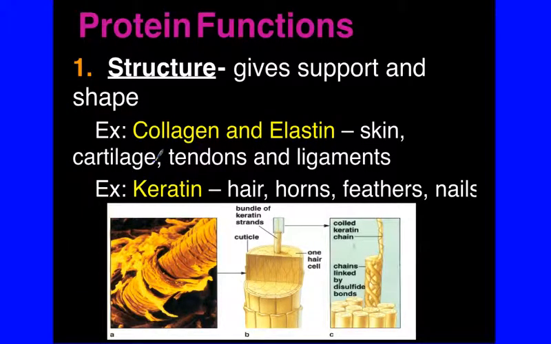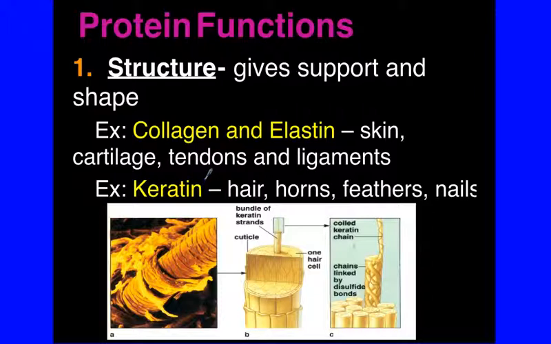Protein has a lot of very important functions. The first function is structure. Proteins are going to make up most of the very important body parts in your body. Here are some examples. We have collagen and elastin make up most of your skin. Also parts of your cartilage, your tendons, and your ligaments, so very important body parts.